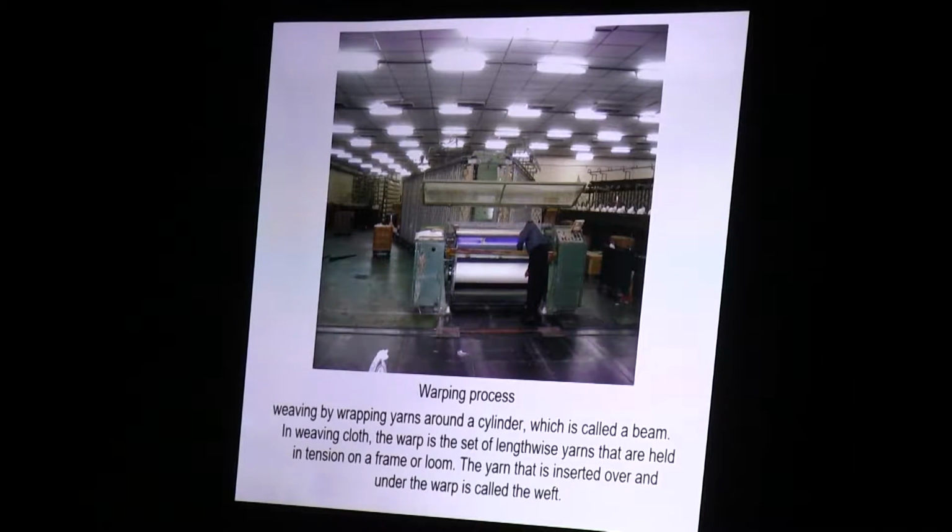The warping process. Weaving by wrapping yarns around a cylinder, which is called a beam. In weaving cloth, the warp is the set of lengthwise yarns that are held in tension on a frame or loop, and the yarn that is inserted over and under is called the weft.